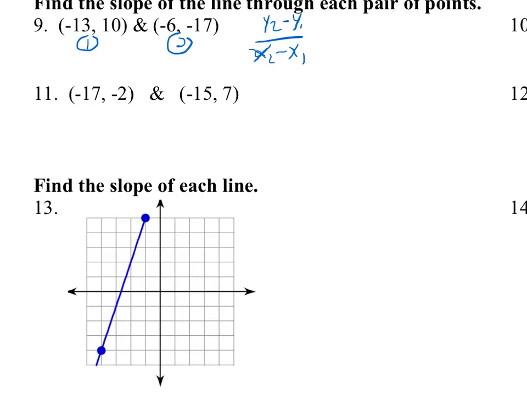So we would take y2, which is negative 17, subtract y1, which is 10, over x2 minus x1, which is negative 13. And this gives us a negative 27 over, minus negative becomes plus, and you get a positive 7, and this is your slope, negative 27 sevenths, and that's good.